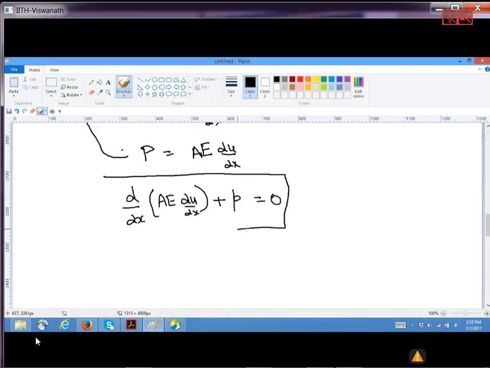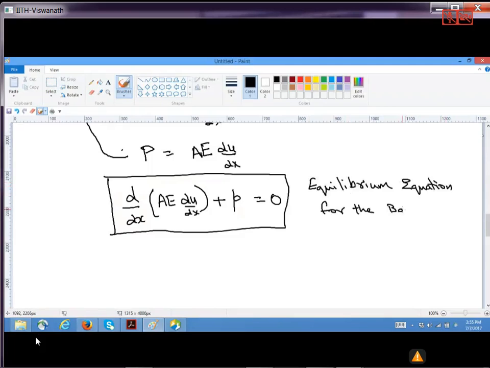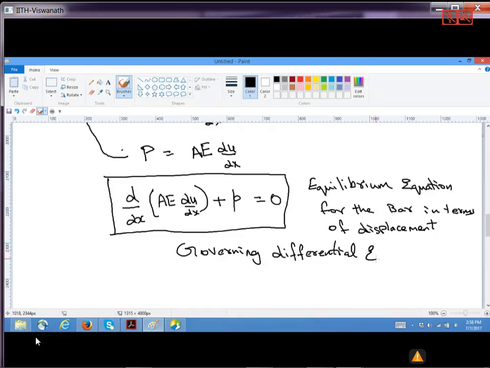This is my equilibrium equation for the bar in terms of displacement, because the displacement term is here. u is your displacement, and this is the equation of your equilibrium, also known as the governing differential equation.